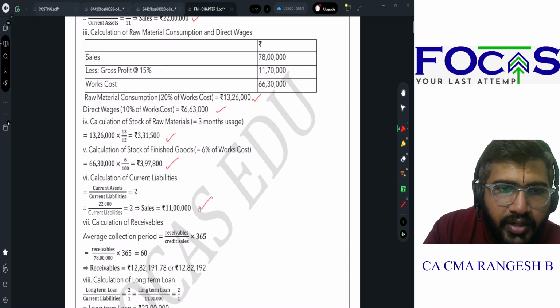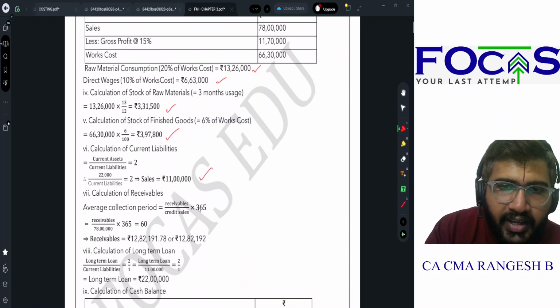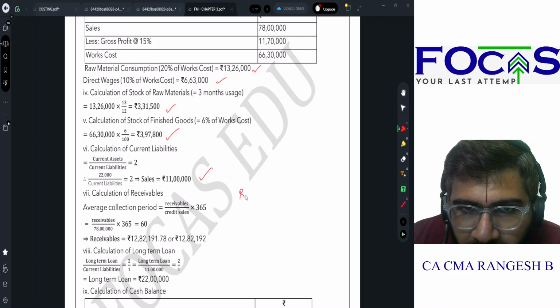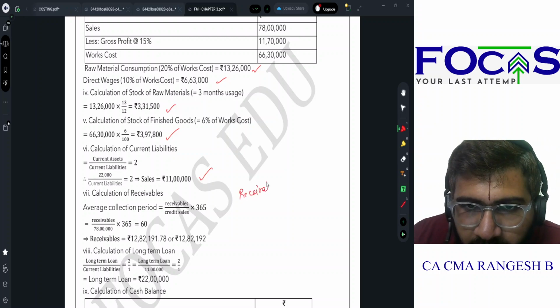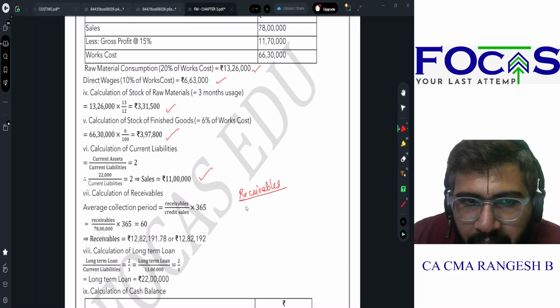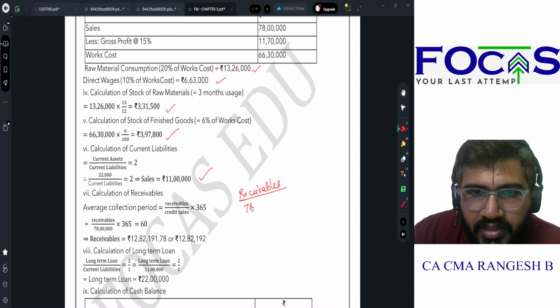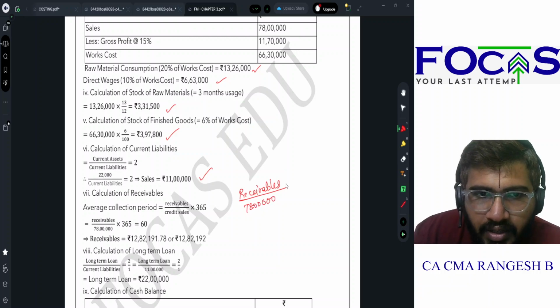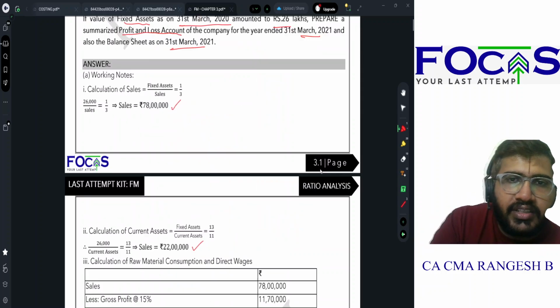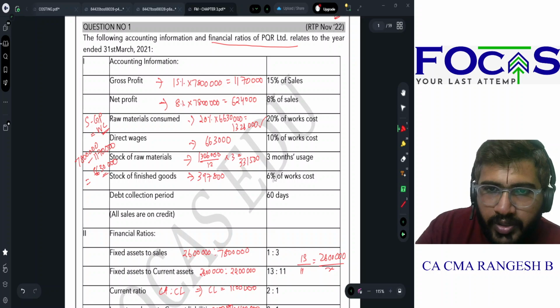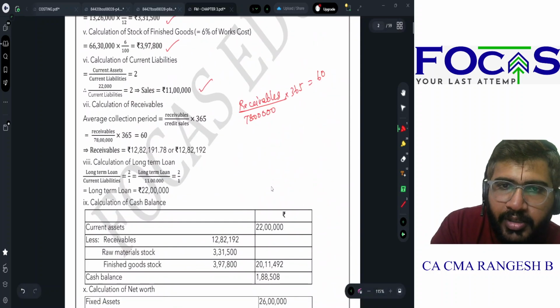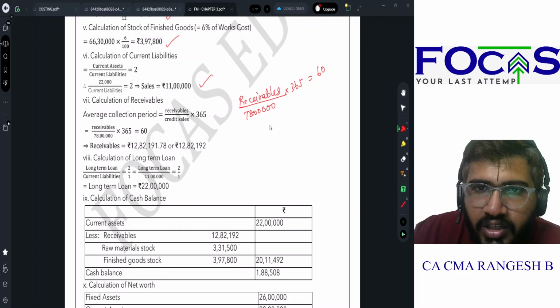Now receivables we can easily calculate. Since all my sales are credit, receivables divided by my sales, into 365, gives you the debtors collection period, which is 60 days. They have given you in the question that the debt collection period is 60 days. Receivables by sales into 365. So if I solve this, how much do receivables come to?